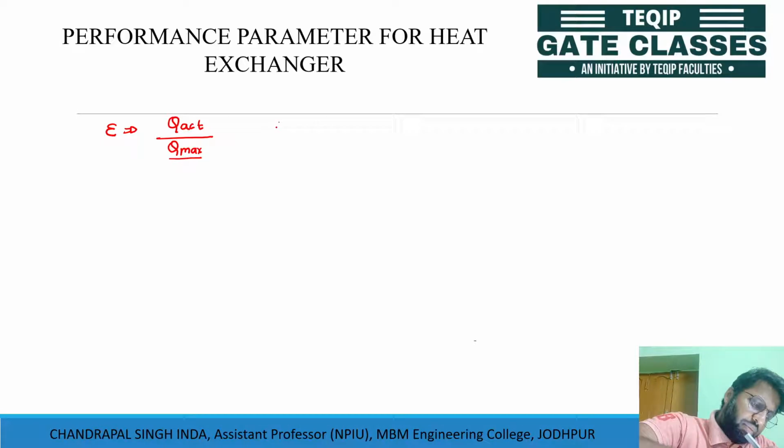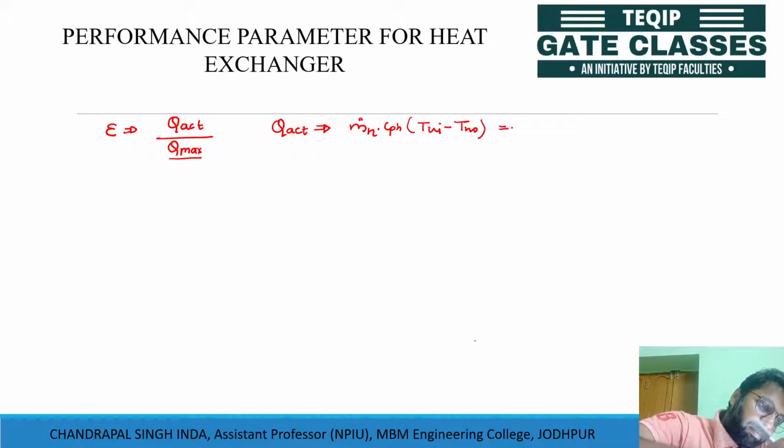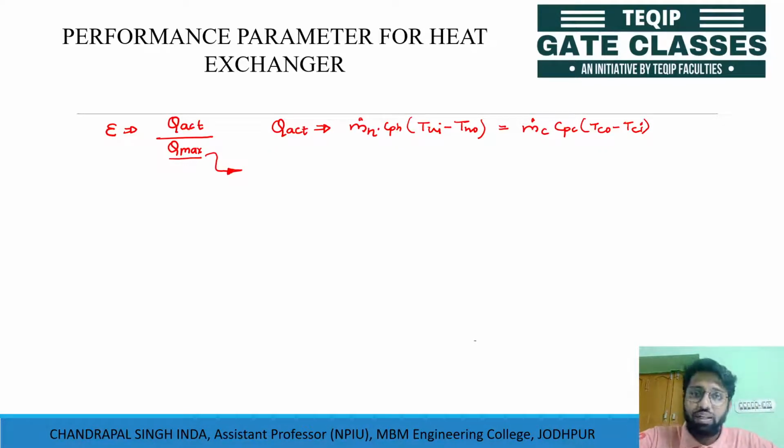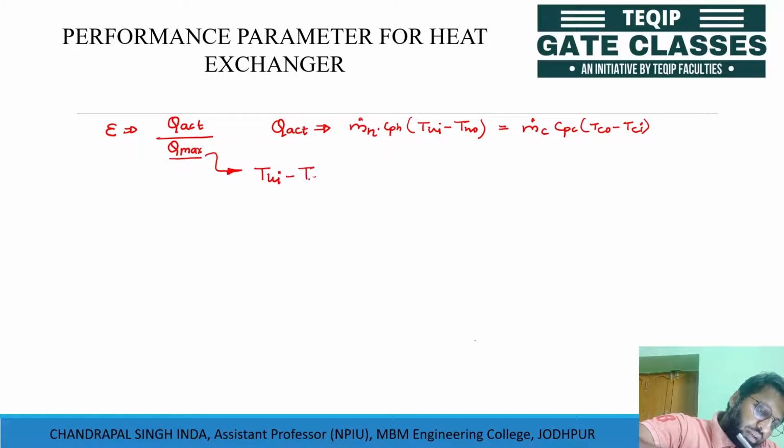So the Q actual can be measured. Heat Q actual is measured by T hot inlet minus T hot outlet is equal to the, and the Qmax is obtained when the fluid undergoes the maximum temperature difference, and we know that the maximum temperature difference across the heat exchanger is T hot inlet minus T cold inlet.